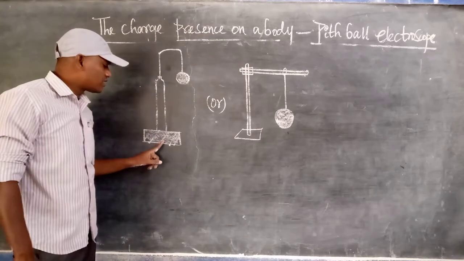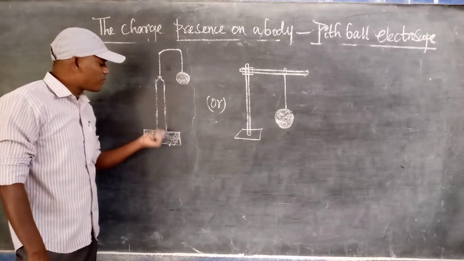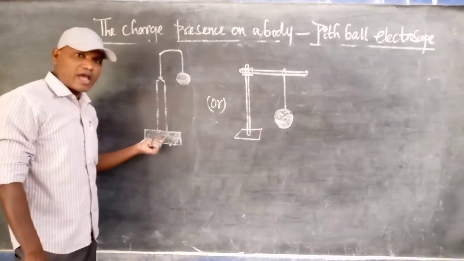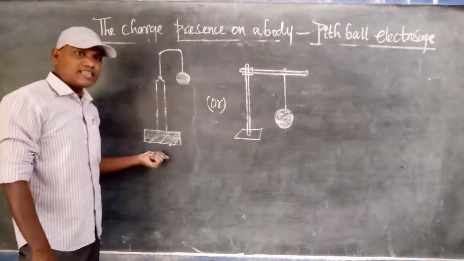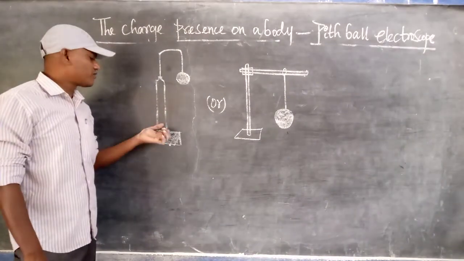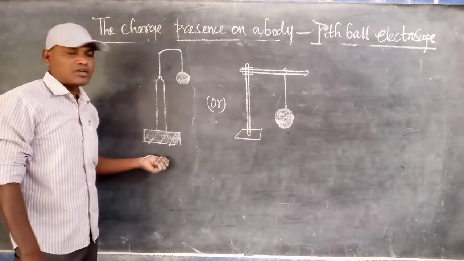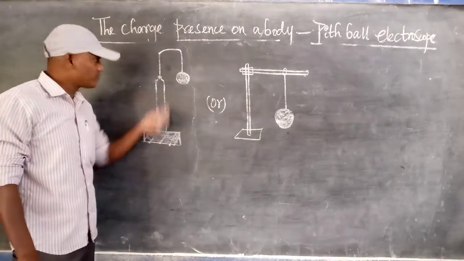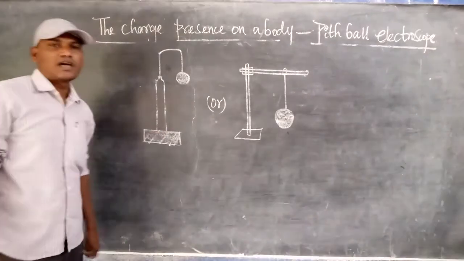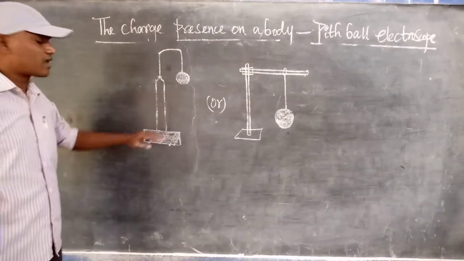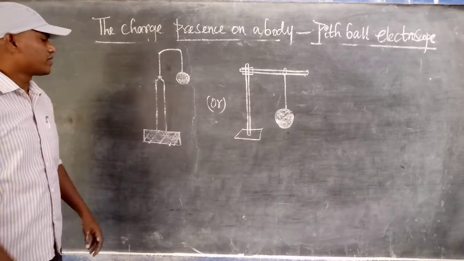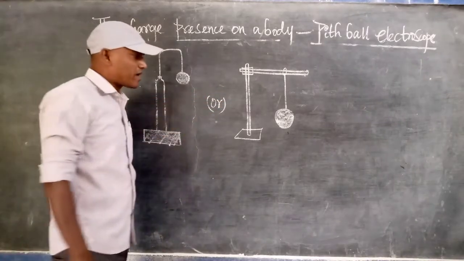Why? Because if it were made of metal, what will happen? Earth is a huge conductor. That's why the charge will be transferred from this to earth. To avoid the charge going from the object to earth, we use an insulator, wood or rubber, here.